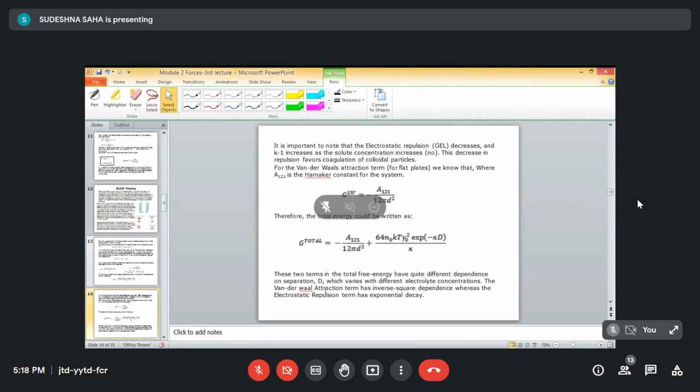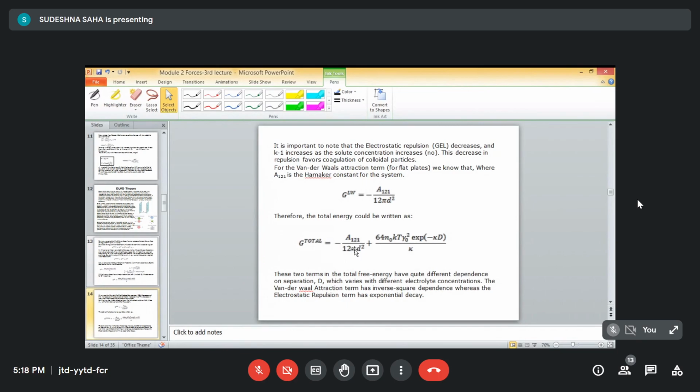Ma'am, this is total energy per unit area. G total is the total energy per unit area. Now, that means G total is the summation of a positive and a negative term, right?